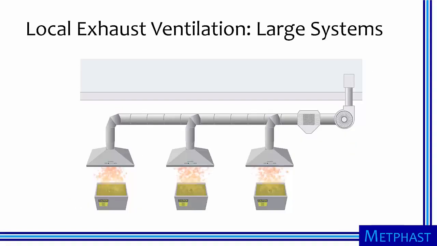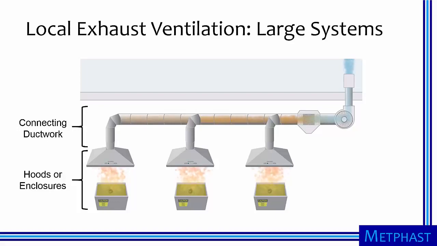In contrast, local exhaust ventilation systems evacuate contaminated air at the source. These systems can be very large, such as the multi-canopy hood system shown here. Multiple hoods or enclosures are used to evacuate contaminated air where it is produced, or local to the source. The contaminated air passes through connecting ductwork, an air cleaner, and is then exhausted outside the facility through a stack.